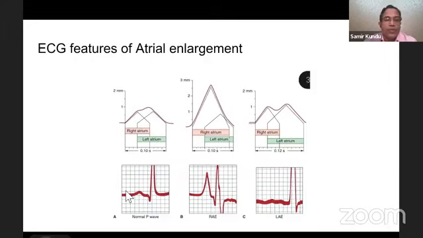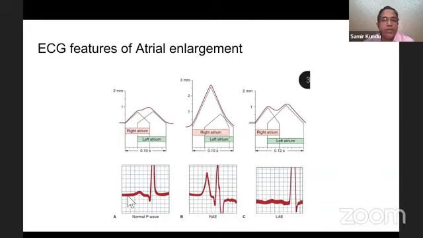This is a normal P wave. The P wave is composed of a right atrial portion and a left atrial portion. The right atrial portion occurs first, then the left atrial portion, and the dome is produced by the two atria. Here, in right atrial hypertrophy, only the right atrial portion amplitude is increased, more than 2.5 millimeters. And in case of left atrial enlargement, the duration is more than 120 milliseconds, as the left atrial portion is increased.